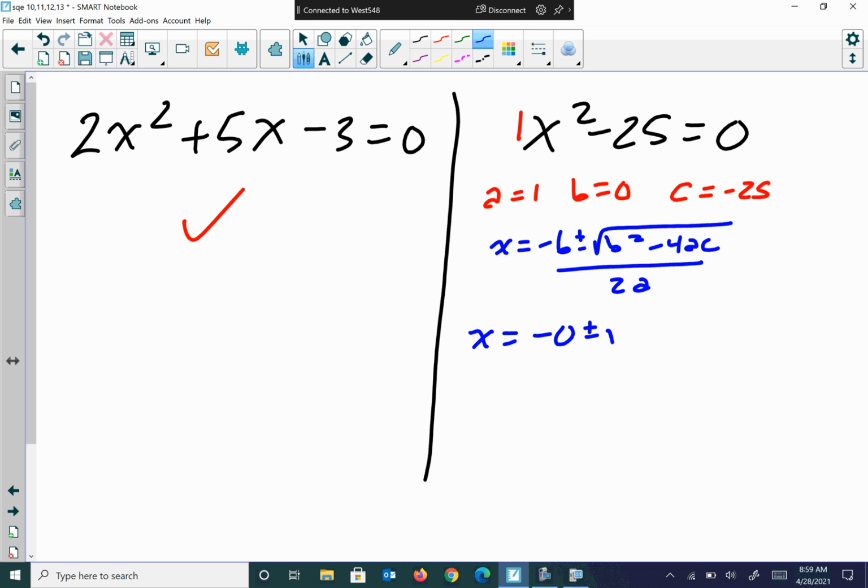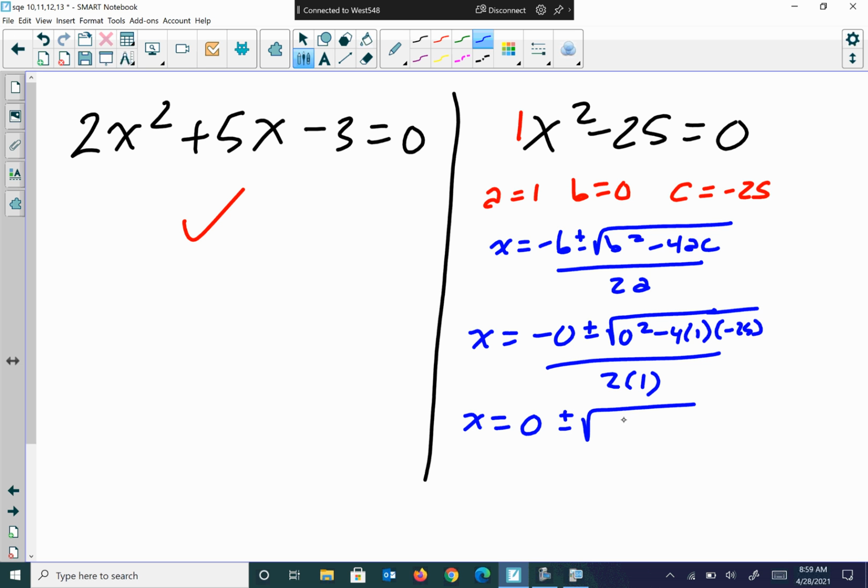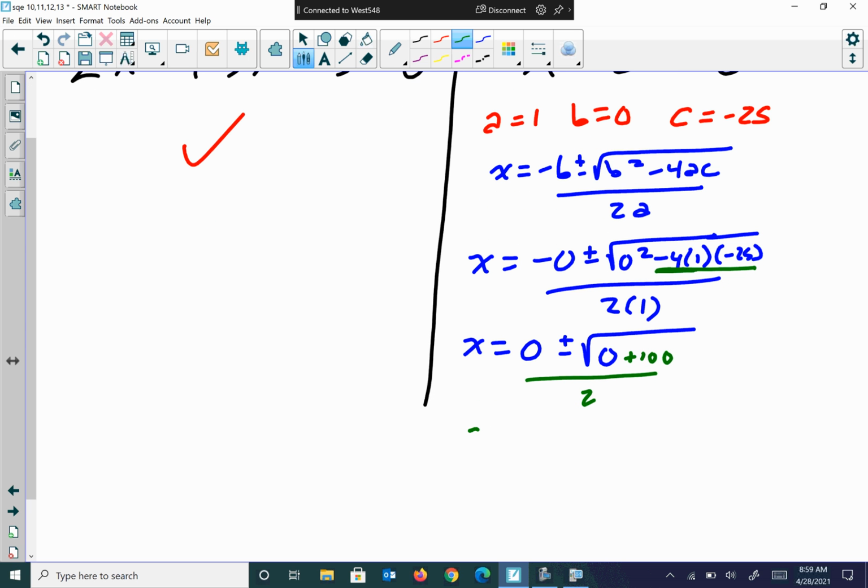Negative 0 is what? 0. There's no such thing as negative 0. So 0 squared minus 4AC all over 2A. Negative 0 is just 0, plus or minus, 0 squared is 0. Negative 4 times 1 is negative 4. Negative 4 times negative 25 is plus 100. So 0 added to 100 is 100.